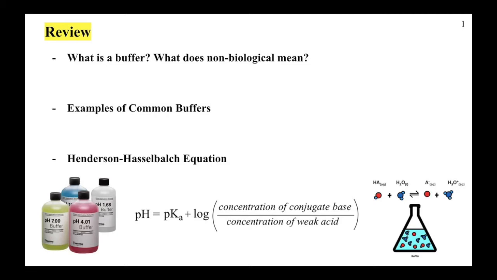So, a buffer solution contains appreciable amounts of both a weak acid represented as HA and its conjugate base represented as A-. A buffer could also be a weak base represented as B and its conjugate acid represented as BH+. Buffers can neutralize small quantities of either a strong acid or a strong base. Non-biological means not derived from biology or living organisms. However, for Chem 112, non-biological simply means anything other than the buffer system for blood.